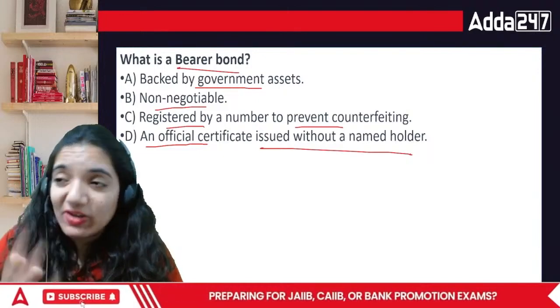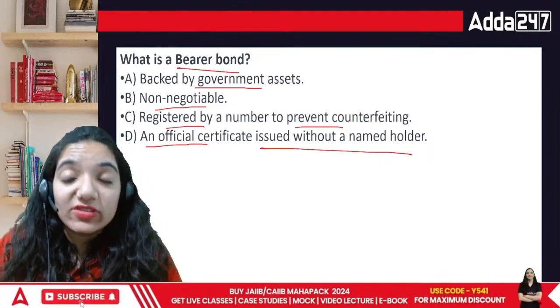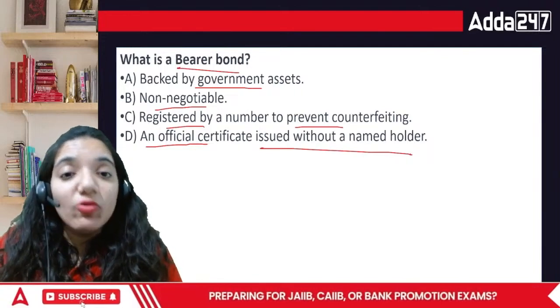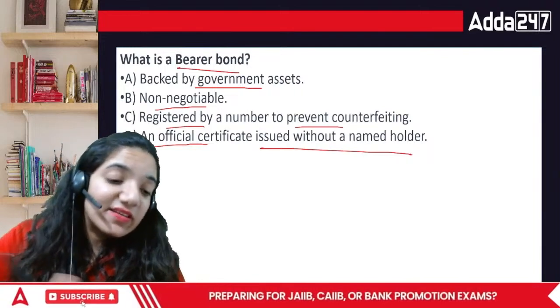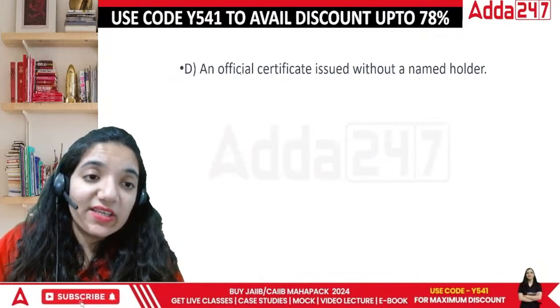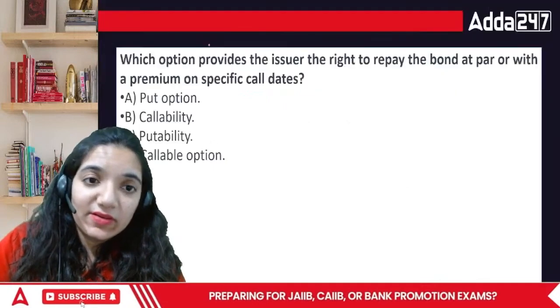The point is, bearer bonds are overall very prone to frauds, because there is no name written. The one who's holding it is the owner of it. So this is a little riskier bond, I would say. In this case, the answer is A. Sorry, D. An official certificate issued without the named holder.